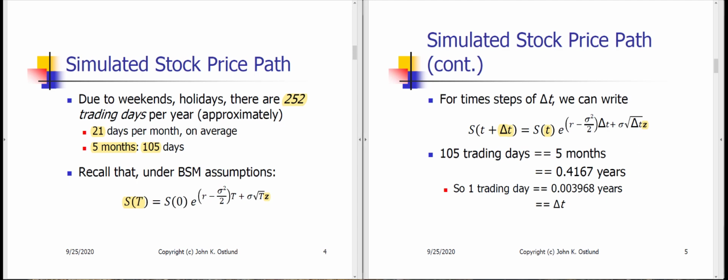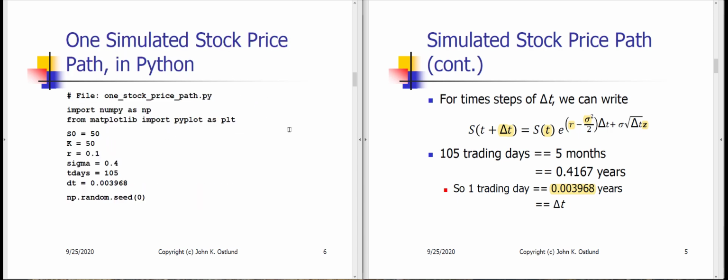Our computations are all on an annualized basis. That is, we've got the annual interest rate here, and we've got the annual volatility of the stock. So we need to convert delta t into years. 105 trading days is equivalent to 0.4167 years, that is 5 months, and consequently one trading day, which is our delta t, is going to be 0.003968 years.